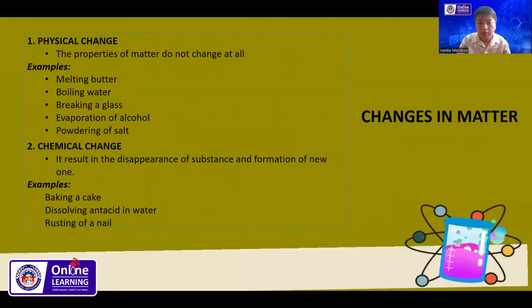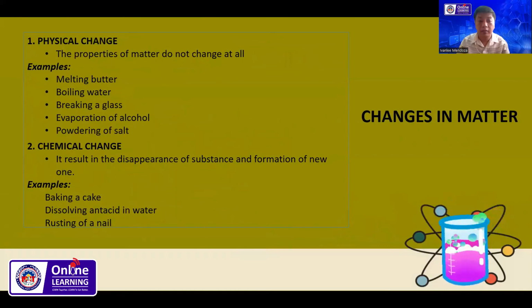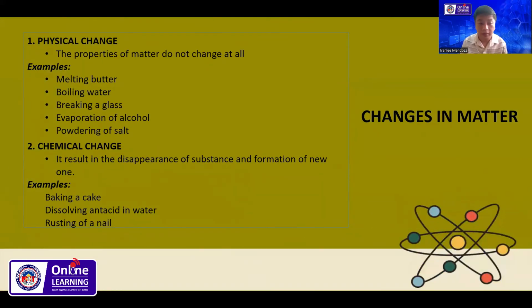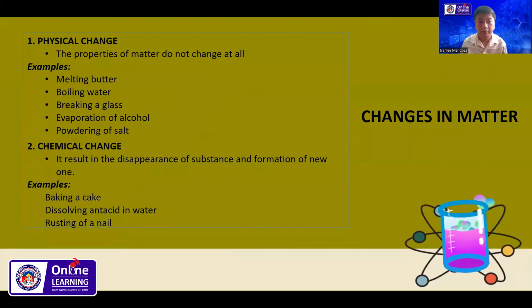Okay, now we have also what we call changes in matter. So we have two. The first one is the physical change. That is, the properties of matter do not change at all. Examples are melting butter, boiling water, breaking a glass, evaporation of alcohol, and powdering of salt. So those are some examples of physical change. Another is what we call the chemical change. It results in the disappearance of substance and formation of a new one. Some examples of chemical change are baking a cake, dissolving antacid in water, and rusting of nail.